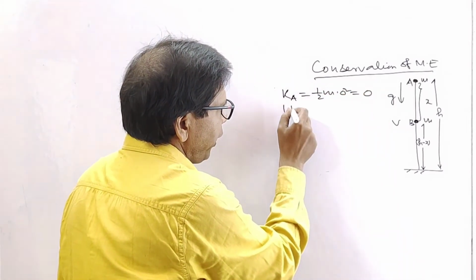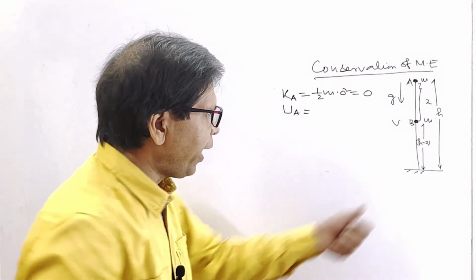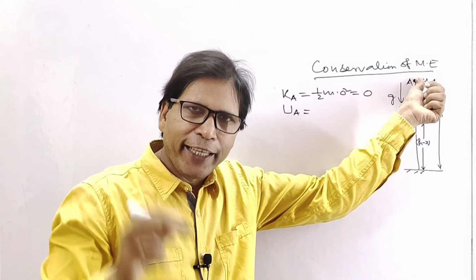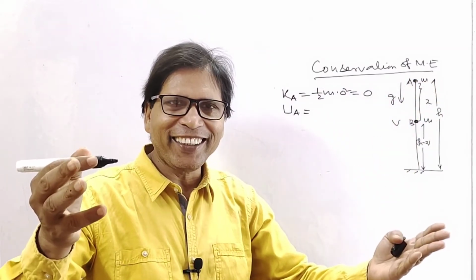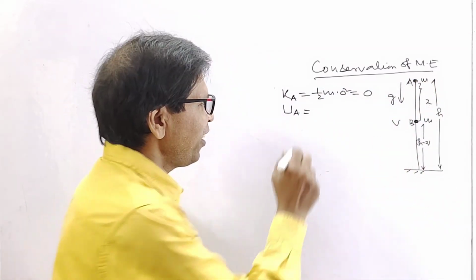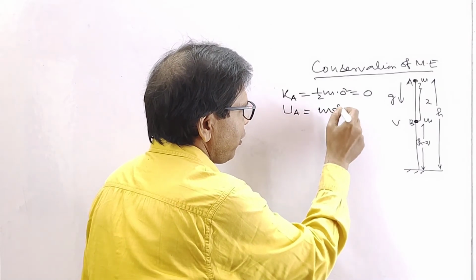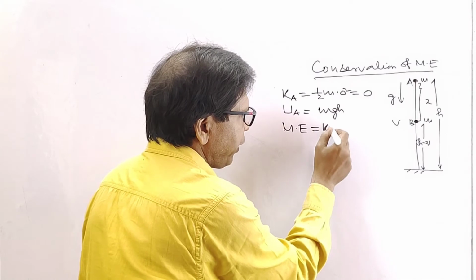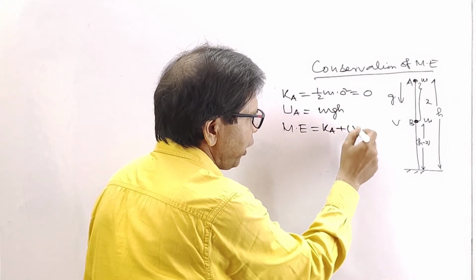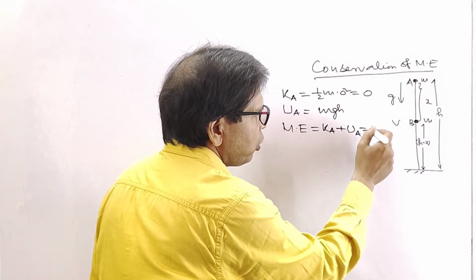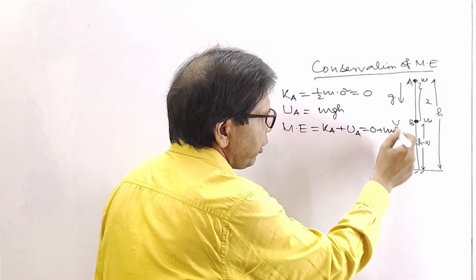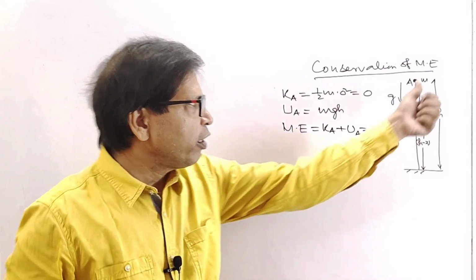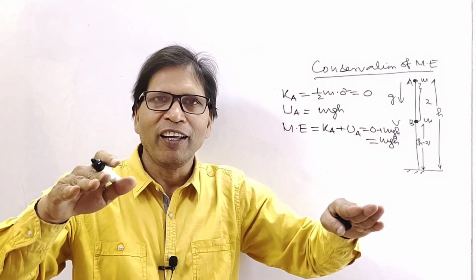What is the potential energy UA? As the height of the body at the point A is h, its potential energy is mgh. Therefore the mechanical energy ME equals kinetic energy plus potential energy, so this is 0 plus mgh, which equals mgh. Okay. Now the body is allowed to fall.